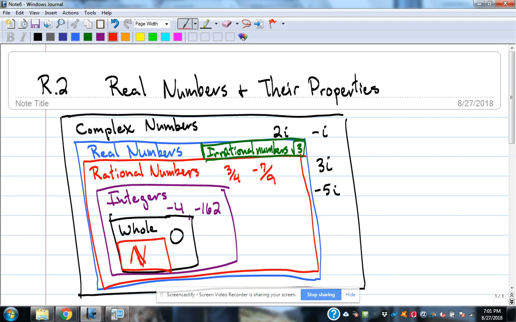So if I pick an integer like -6, -6 is an integer, but it's not a whole number because it's negative. It's not a natural number because it's negative. So it's an integer, but it's also a rational number. And it's also a real number, because it's in those boxes. If I pick the number 0, 0 is a whole number, but it's also an integer. It's also a rational number. It's a real number. So when we pick something inside of an inside box, it's also part of the other boxes too.